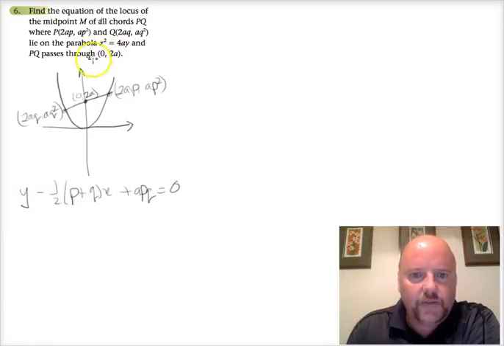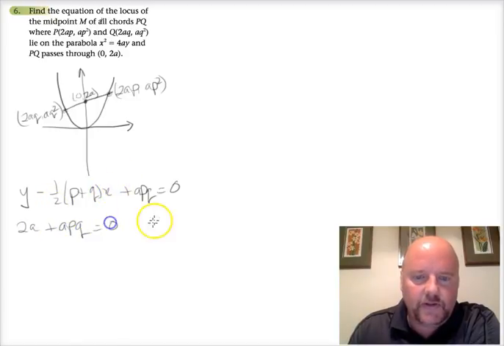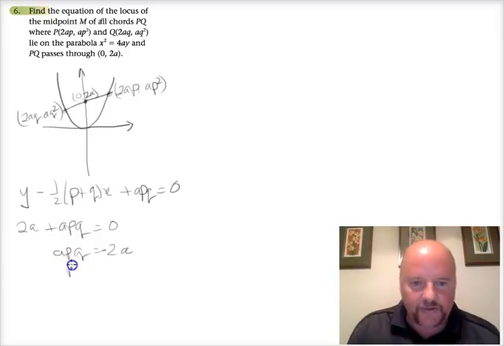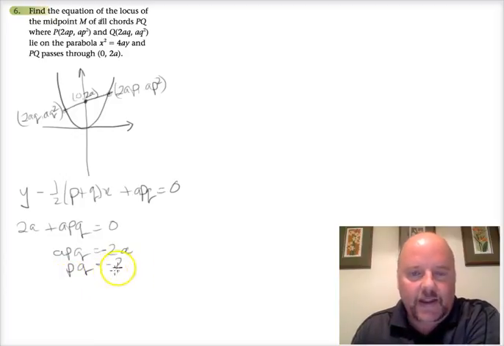Now we know it goes through the point 0, 2A, so I can substitute that point into here. So I get 2A, x is 0, so that all disappears, plus APQ equals 0. APQ equals negative 2A, and dividing both sides by A, I get PQ equals minus 2. Now that's a really important thing to get out at some stage, especially these midpoint ones, as you'll see later on when I do a few more.